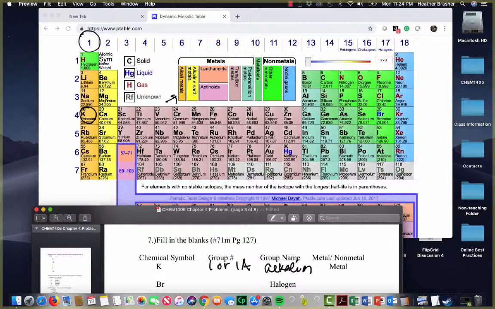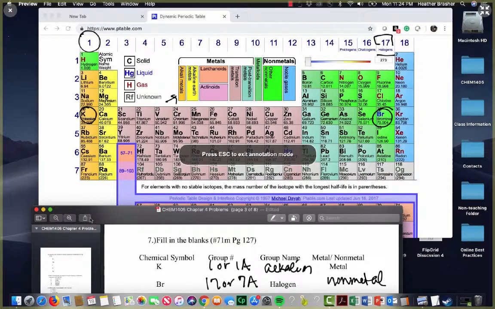And so if we look, we have BR. And BR is over here. And so this guy is either going to be up here, number 17, or you might see it based on, remember the valence electron that we looked at, 7A. It is a halogen. You can see that right there. And it is considered a nonmetal. So you should be able to look at this guy and answer simple questions like that.